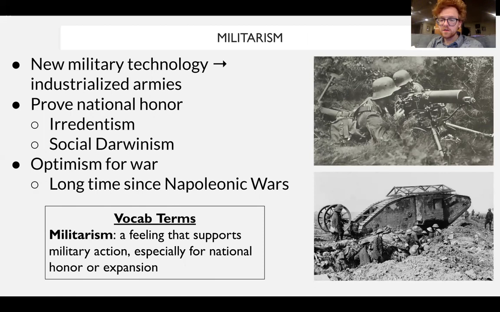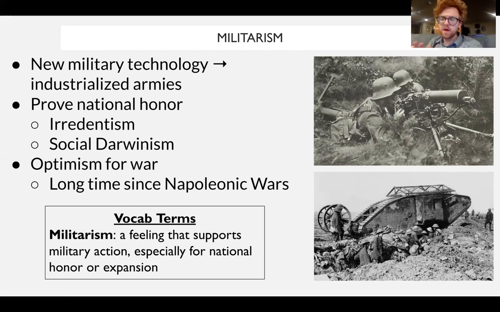Militarism is this idea that you can solve problems through military conflict, and that militarism is a way to show national supremacy. It's a way to assert independence, or at least it's a way to assert that you are a powerful country, just like the other powerful countries. So that idea of militarism is being backed up by new technologies that we are seeing as a result of the Second Industrial Revolution. We got machine guns, we got tanks, we got submarines and planes, we got poison gas.